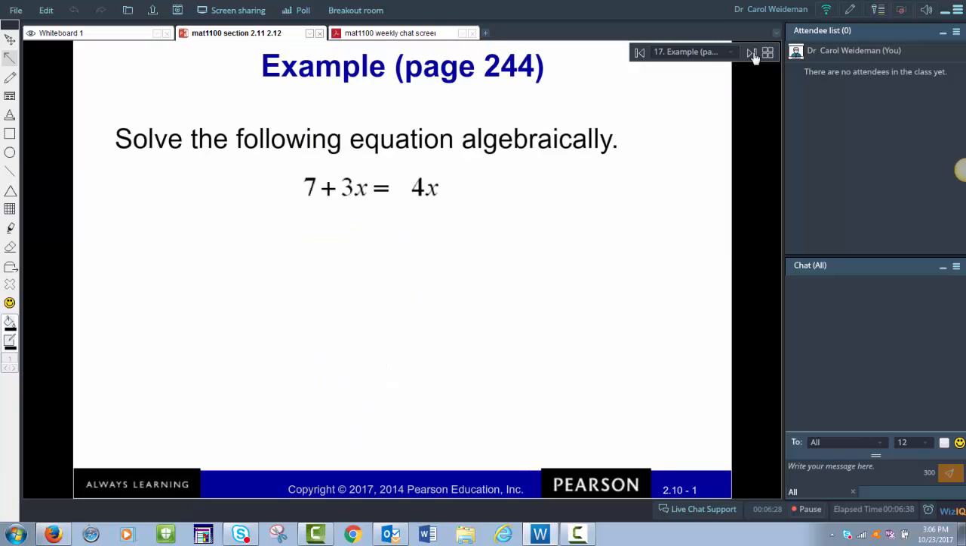Solve the following equation algebraically. Alright, so the first thing I want to do is get all the x terms on one side. So I'm going to go ahead and subtract 3x from both sides. I get 7 equals x, and I'm done.